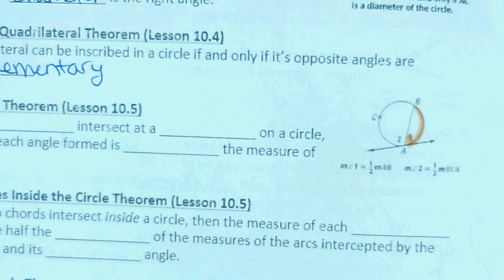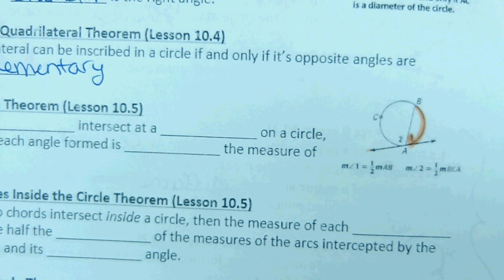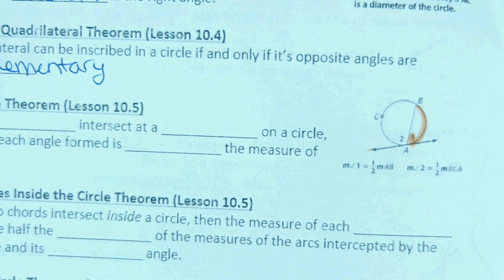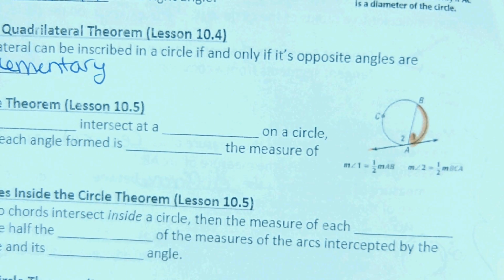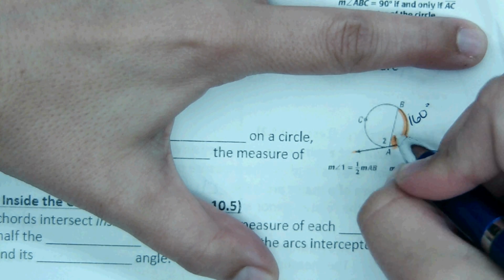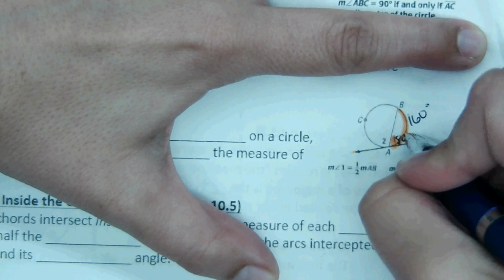So if this arc, let's say that this arc measure is 160 degrees, then this angle would be half of it, so it would be 80 degrees.